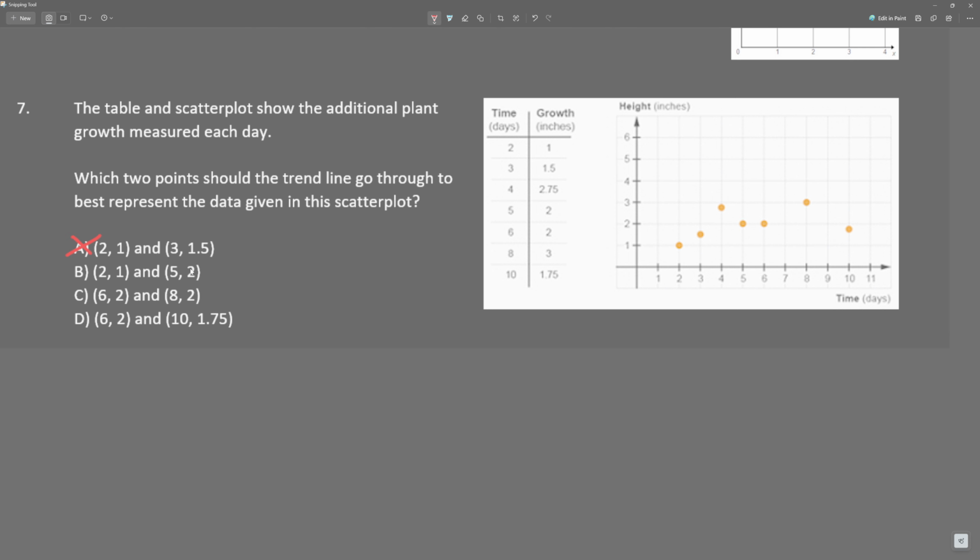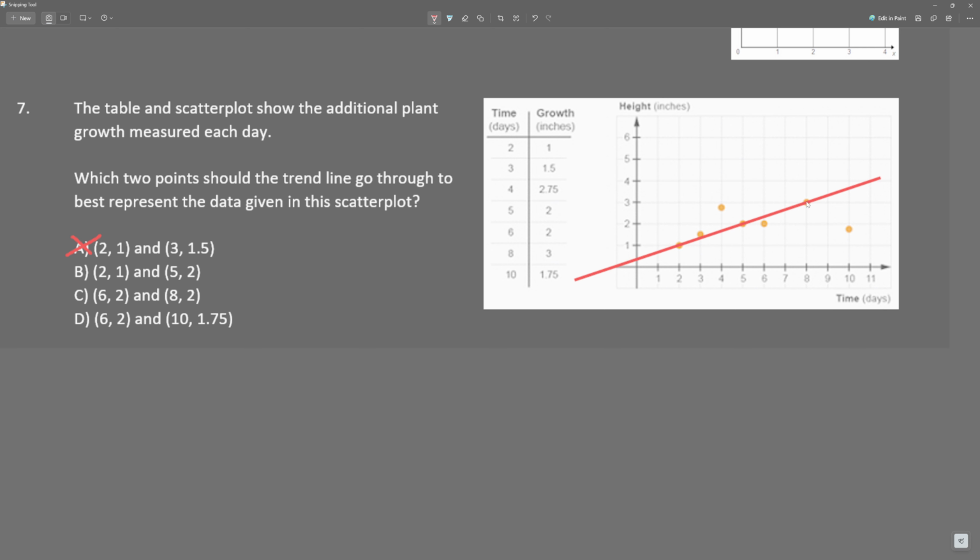2, 1 and 5, 2. 2, 1, again, right here. 5, 2, again, right here. So let's draw a line through those 2 points. There we go. I think that's much better.